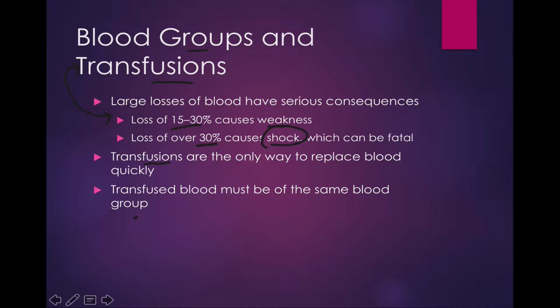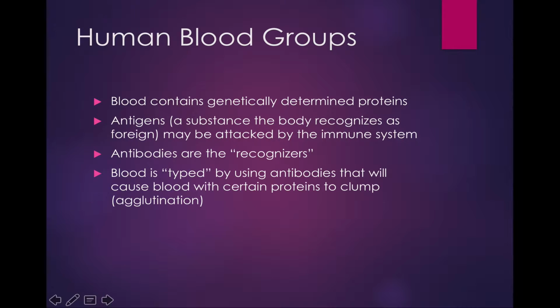Transfused blood must be of the same group. That means if you have type A blood, you need to get blood from type A in most cases. Human blood groups are genetically determined.